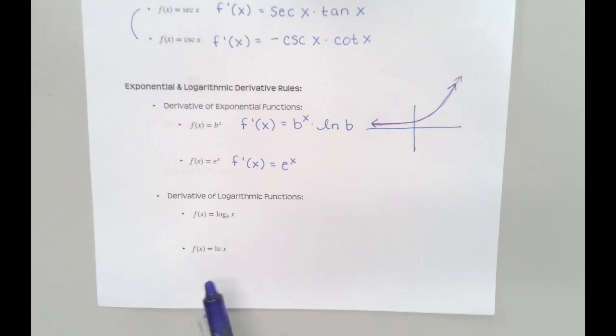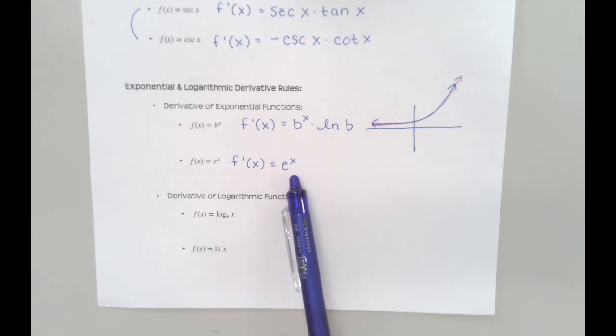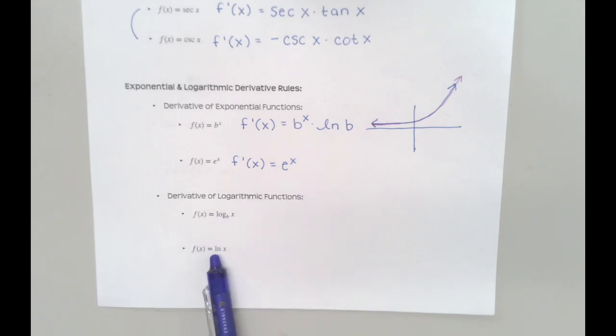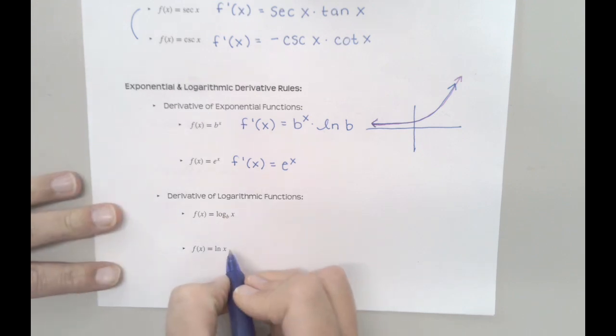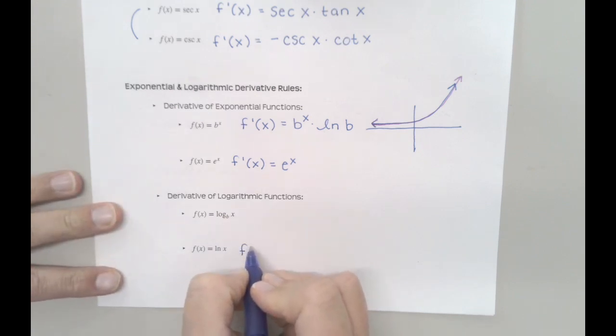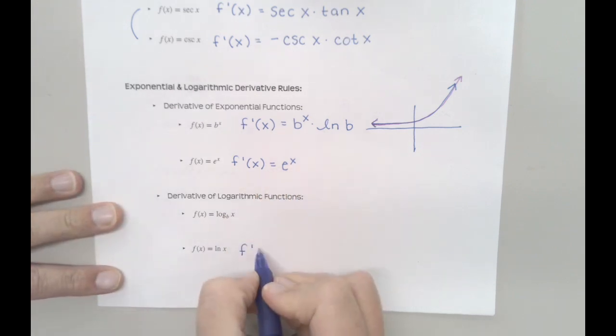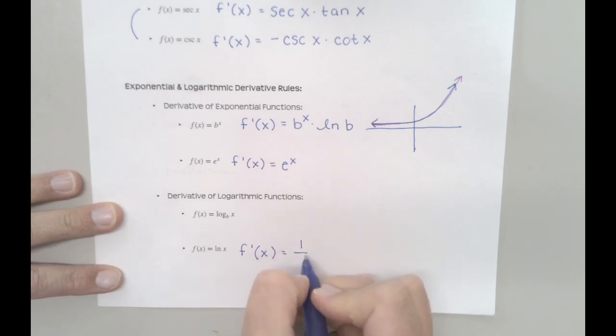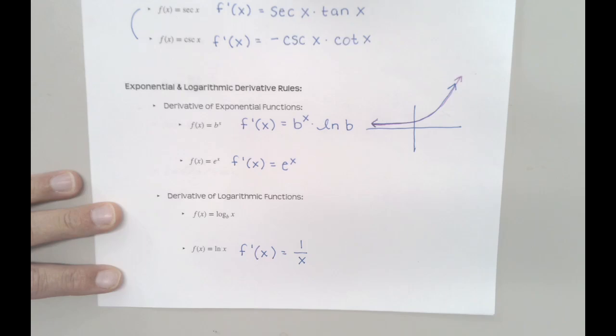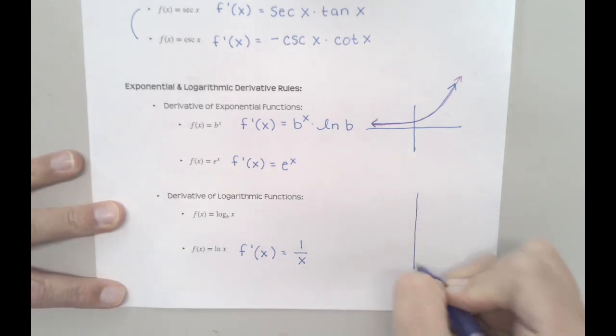Okay, our log functions. Just like e to the x was a special unique case, natural log of x is also an easy one. It's not as easy as this one where it's just exactly the same, but the derivative of natural log of x is 1 over x.